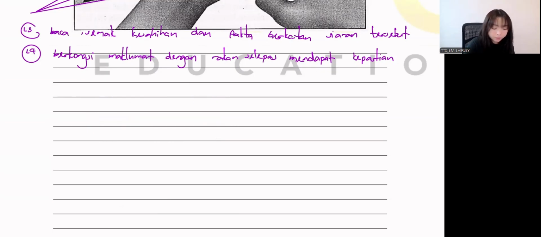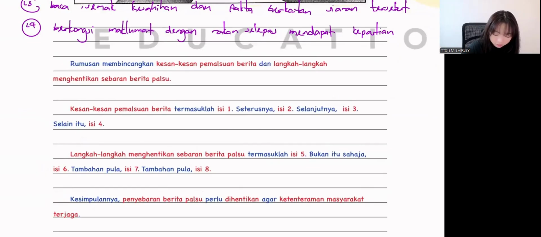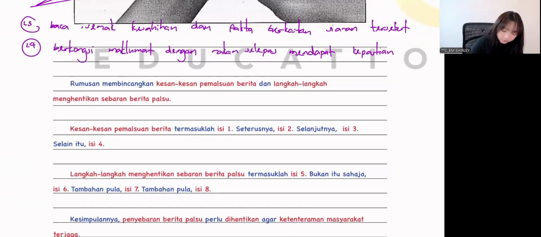So we need to use all the information here already. Okay, so from here, how are we supposed to write with your pendahuluan dan isi and the penutup? So everything will be something like this. Okay, rumusan membincangkan kesan-kesan pemalsuan berita. So your focus here, this is the first one, this is the second one. So this is your first focus. This is the second focus.